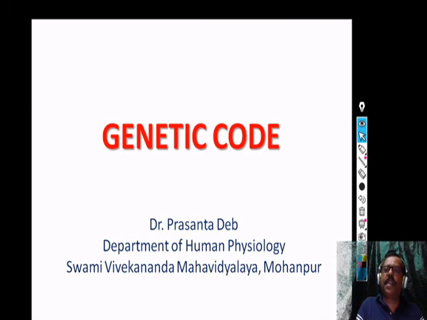Today we will discuss the genetic code, which is an important concept. As we know, according to the central dogma, the genetic information flows from DNA to mRNA and then to protein. So this is the flow of genetic information.